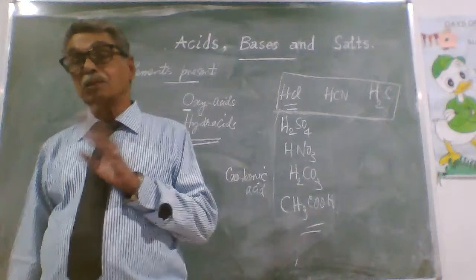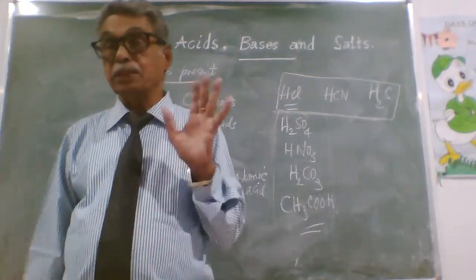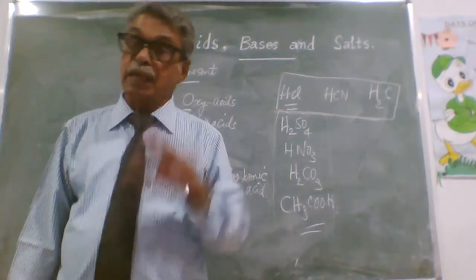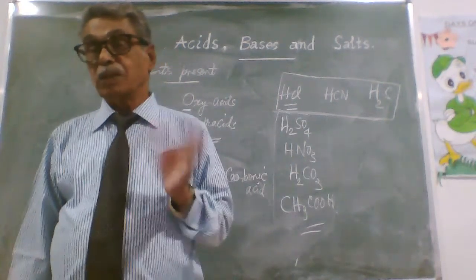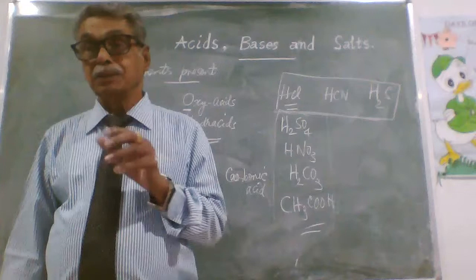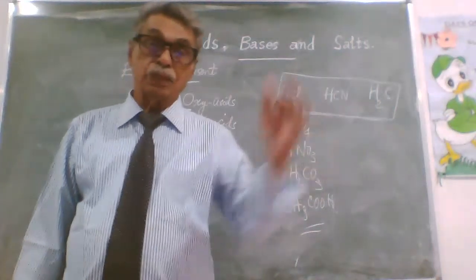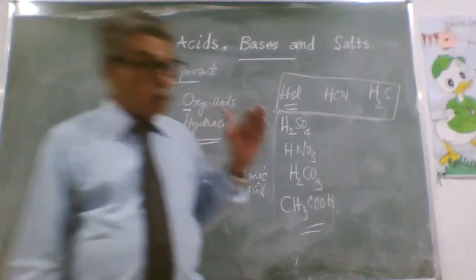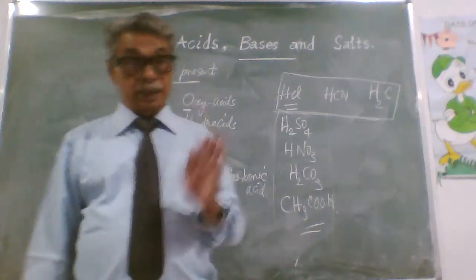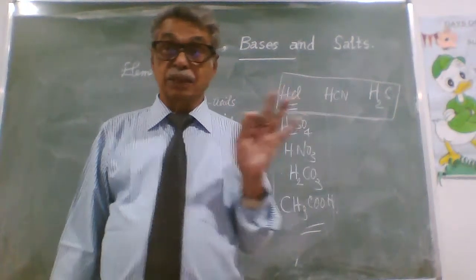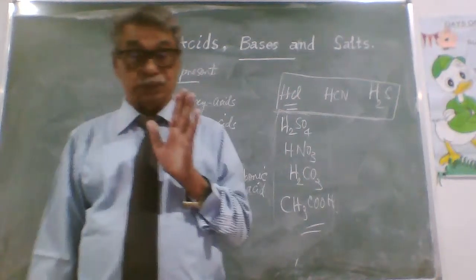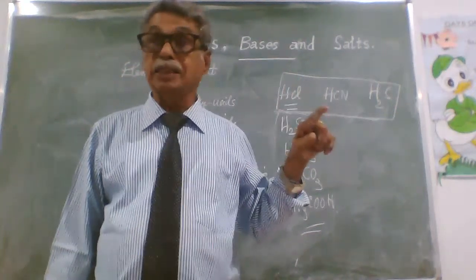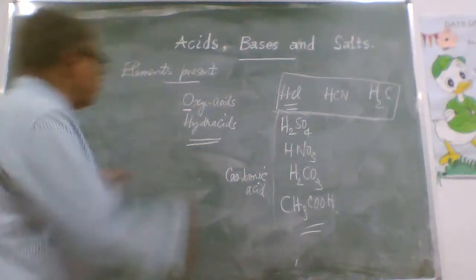Acids, I told you, are of many types. Firstly, according to the source of the acid, acids are divided into mineral acids and organic acids. Organic acids, for example, are acetic acid and formic acid. Mineral acids are hydrochloric acid and sulfuric acid. And then again, there are oxyacids and hydracids. When an acid contains oxygen, it is an oxyacid. When an acid doesn't contain oxygen, it's a hydracid. Hydrochloric acid is a hydracid, whereas HNO3, nitric acid, is an oxyacid. So these are different classifications.